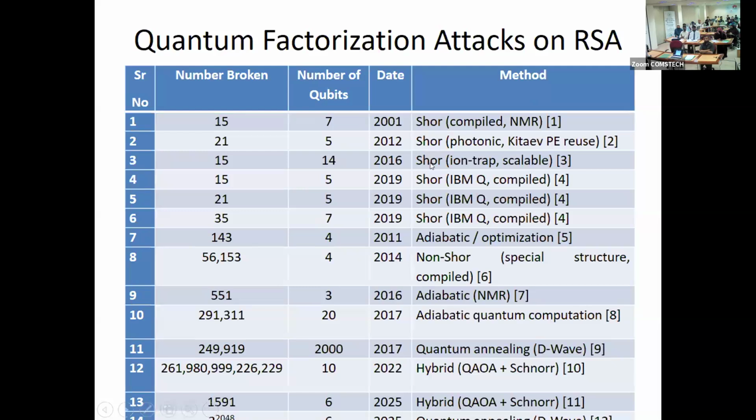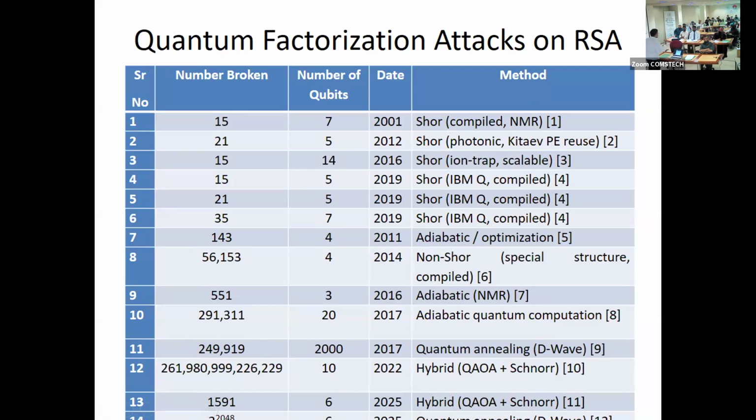So we keep on moving forward, and then you start seeing adiabatic. These are quantum annealing systems or similar to quantum annealing systems. And with quantum annealing systems, you see this is a big number. And then we started doing QA and Schnorr algorithm.